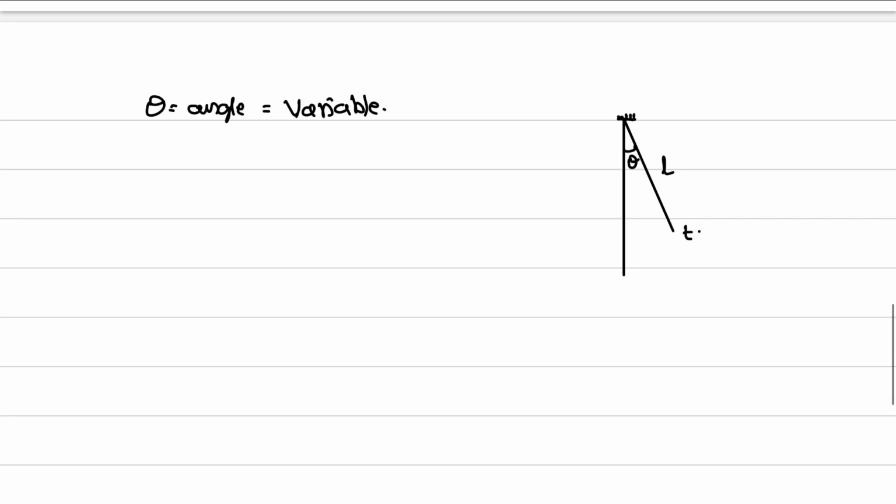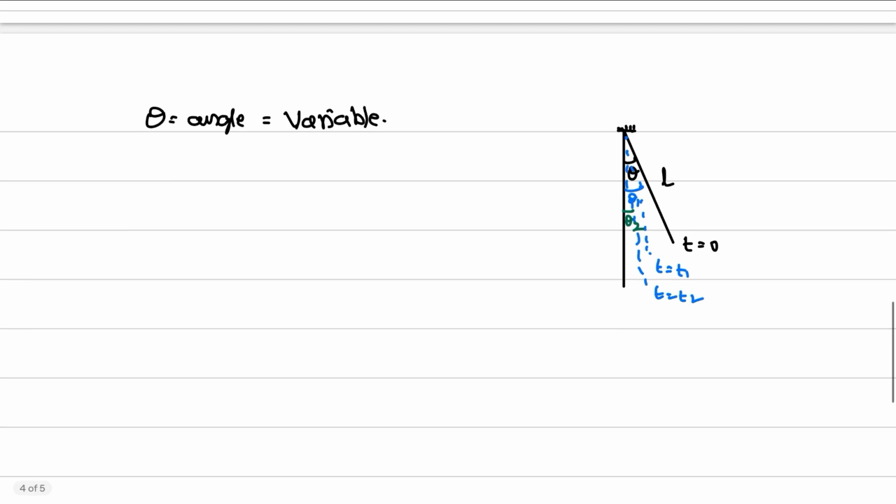At the initial time, t equal to 0, it is like this. At some t equal to t1, the angle will be theta 1. At t equal to some t2, the angle is theta 2. Like this, the angle is changing. My length of the string is not changing, the angle is changing. It is the initial position. From the initial position, when it starts swinging, the angle is changing with time.